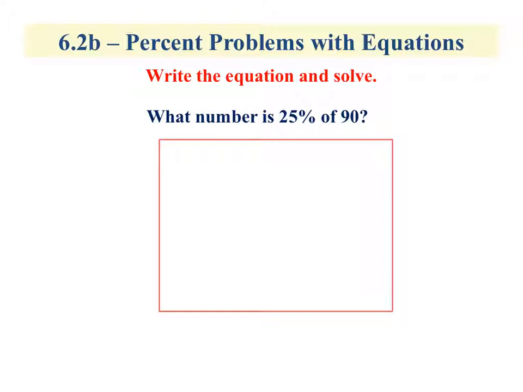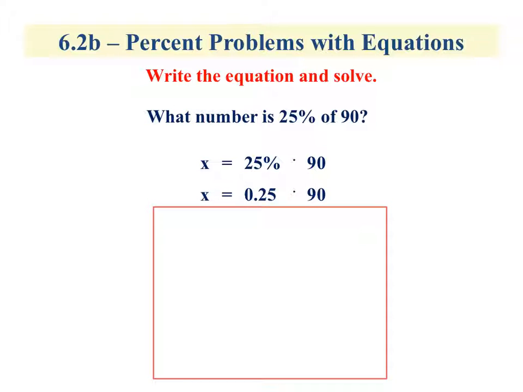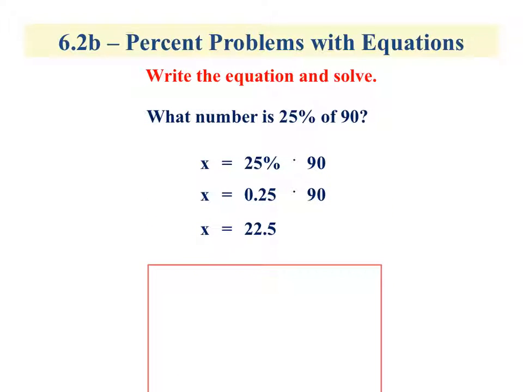So if you wanted to write the equation for this, you would write what number, x, because that's what we don't know, is 25% of 90. So they're asking you what 25% of 90 is. In this case, you would set up what number, that's your unknown, is 25% times 90. Remember, you have to change the percent to a decimal, and then it's a straightforward multiplication problem, and you get 22.5. That means that 25% of 90 is 22.5.